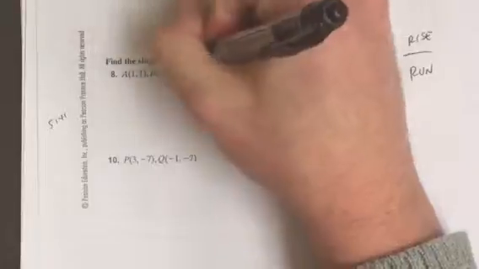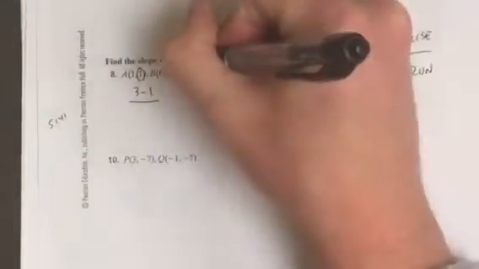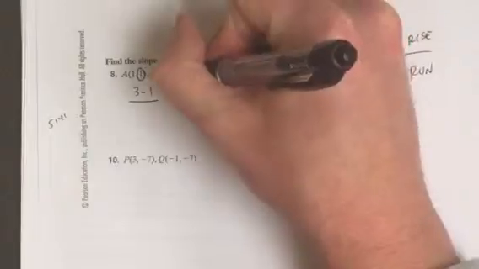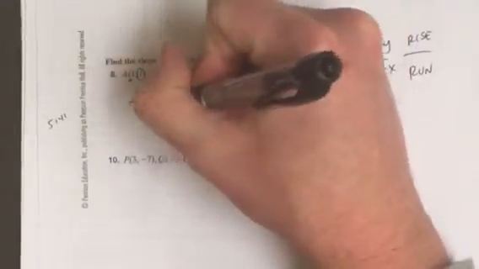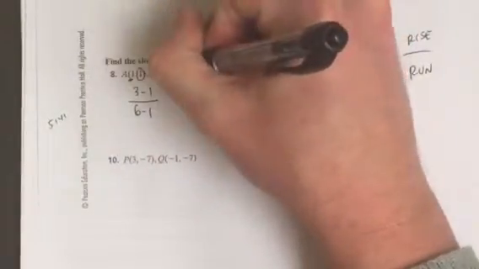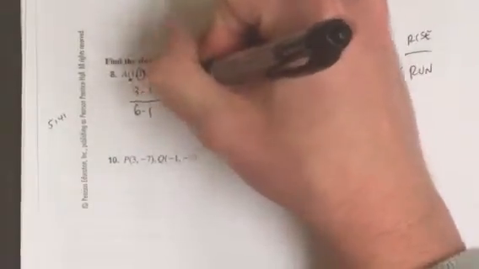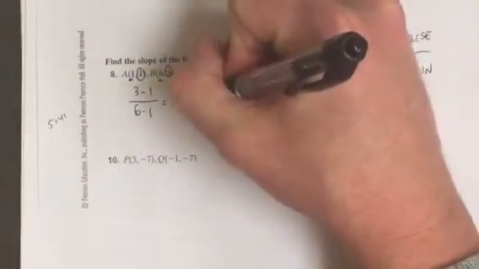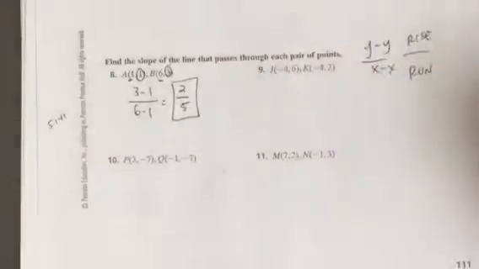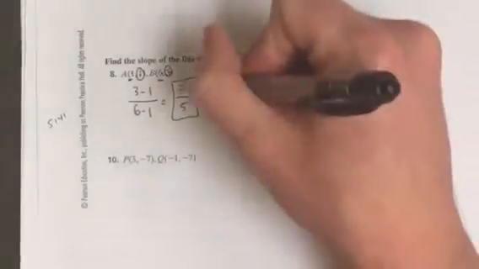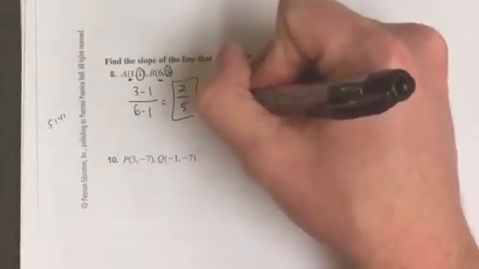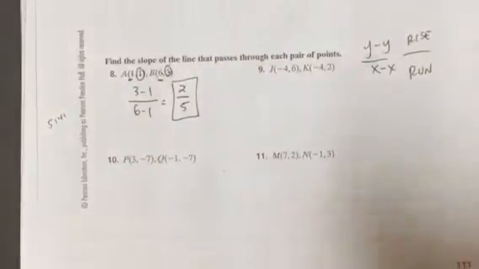So I typically look to see what's going to get me a positive number. So 3 minus 1, or the y minus y, 3 minus 1, and then 6 minus 1. Notice I went here to here, so I go here to here. And I am getting 2 over 5. And that's the slope. I can leave it just like that. That's the slope. Rise 2, run 5. So that's how that's done.